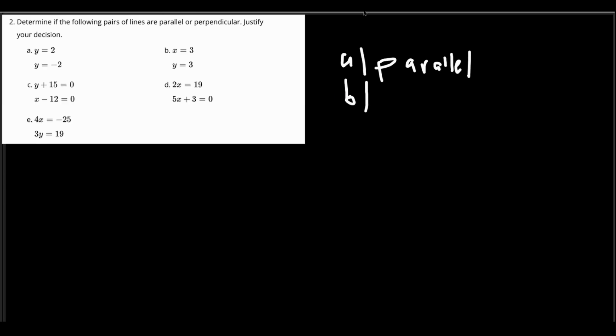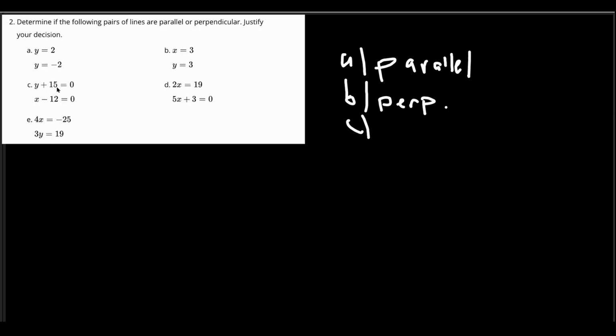And a shortcut that you can use from now on is that any pair of horizontal and vertical lines will be perpendicular because they're parallel to the x and y axis. So I'll just write perp for short. Okay, now for C.